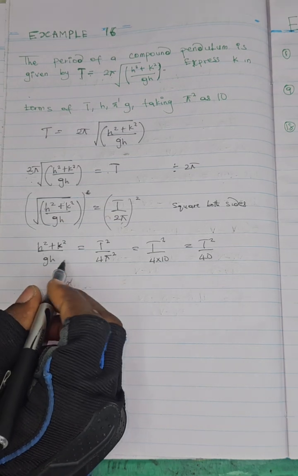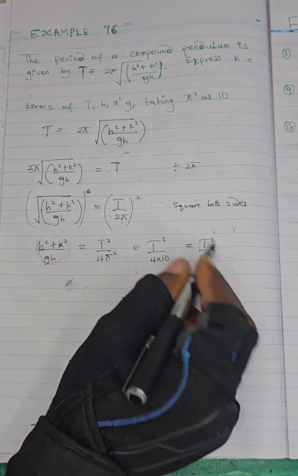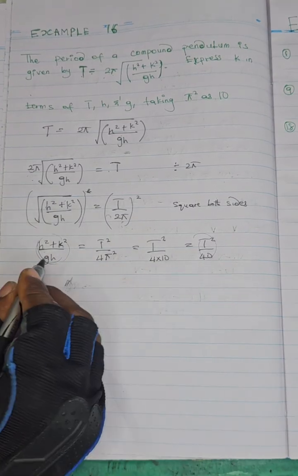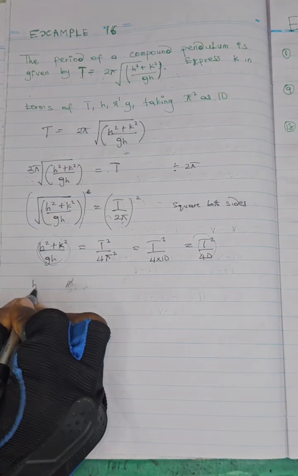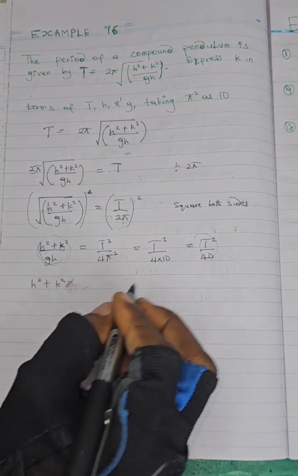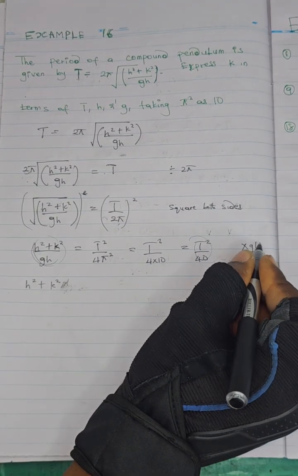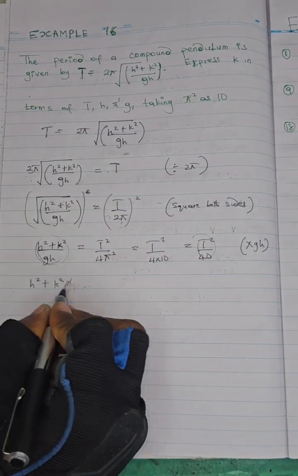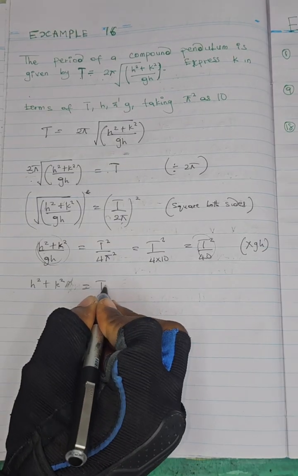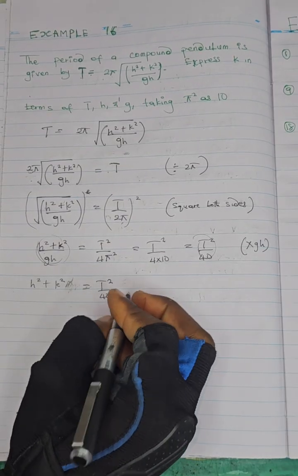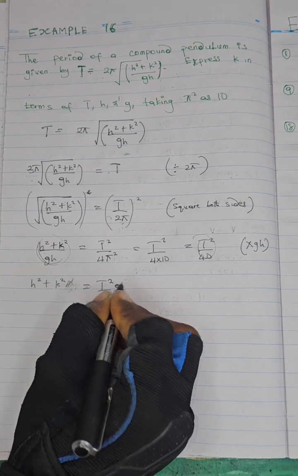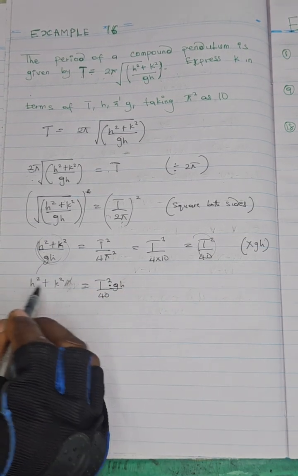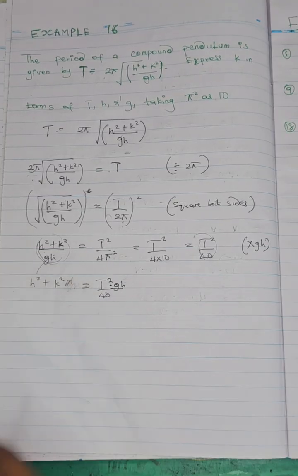So the next thing we have to do now is, we have that this is equal to that. So what's the next thing? This is the k we are looking for. So multiply both sides by gh, then put it in brackets. We now have t squared over 40 times gh, multiplied by gh. So the gh will cancel out here, so we have only this, but in this case you are seeing the gh appearing here.